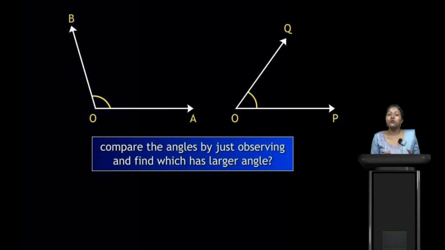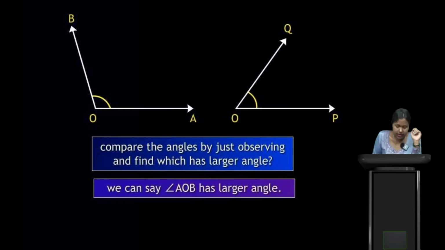Here 2 angles are given, you have to tell which one is larger. So by observing only you have to tell. Can you tell? Very good, my dear students. Angle AOB is the larger angle. Okay. Now see the next.